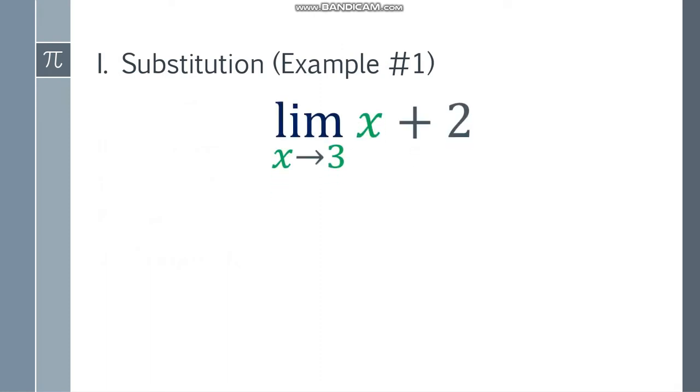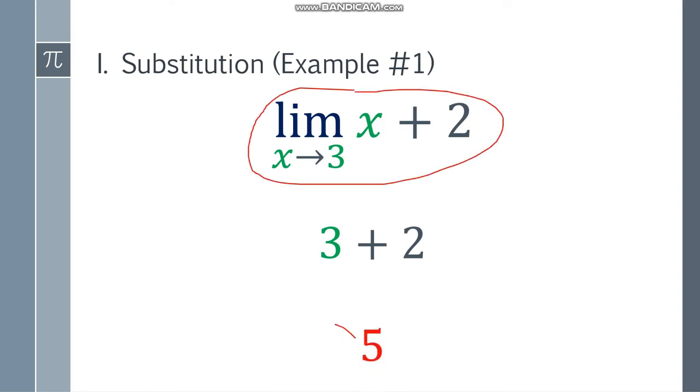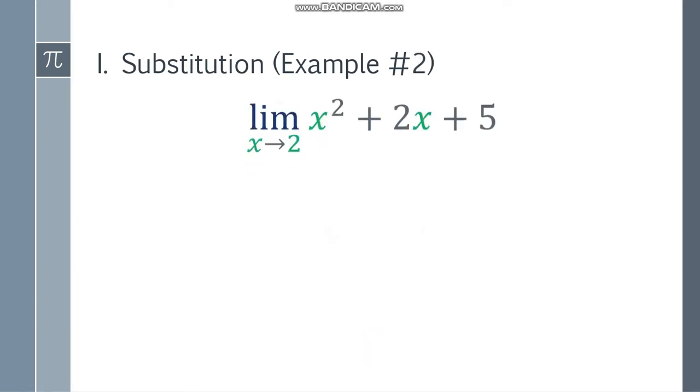Now we are asked to find the limit of the function x plus 2 as x approaches 3. So paano natin gagawin to? So pag ganito, direct substitution lang tayo. So yung x magiging 3, that will be 3 plus 2. And ang sagot dyan ay 5. So yung sagot sa tanong dito ay 5. Next example.